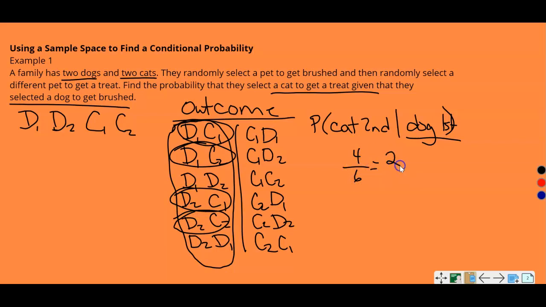which equals 2/3. And if we round that, that's going to be about 0.667. So it's about 66.7%. You need to use your calculator to do that. That's fine. I look at 2/3 and 1/3 and those numbers all the time. So I know that's 66.7%.